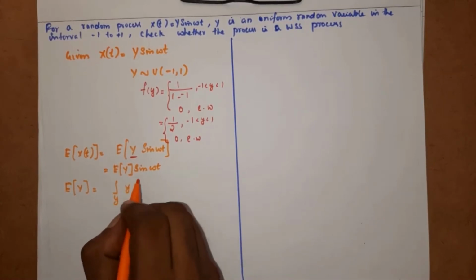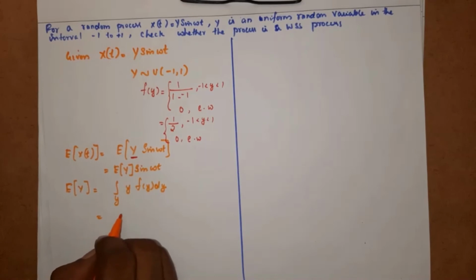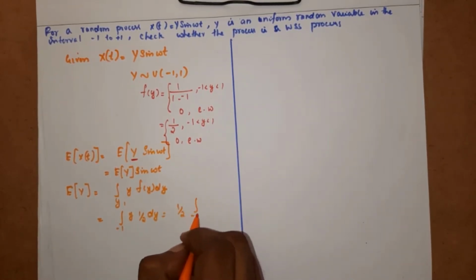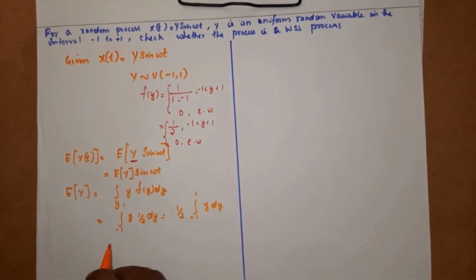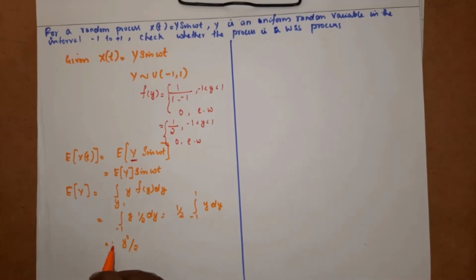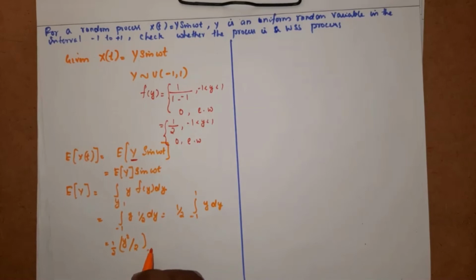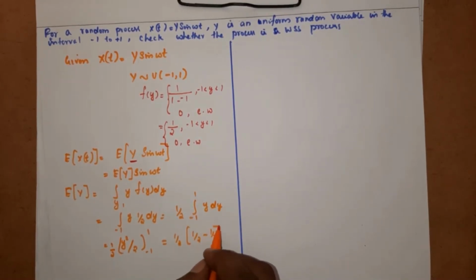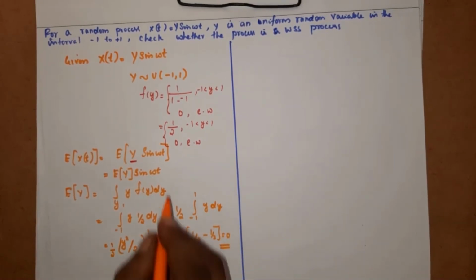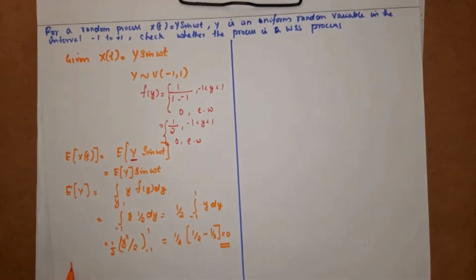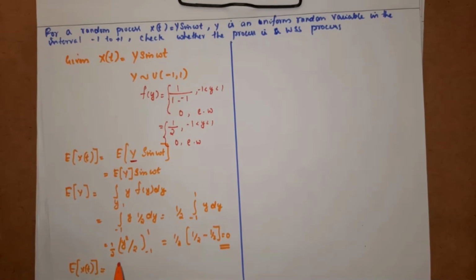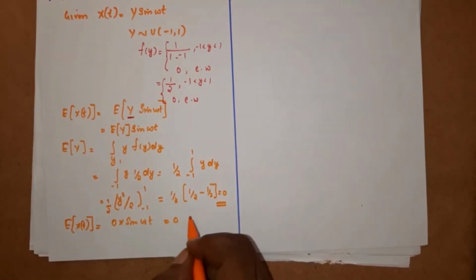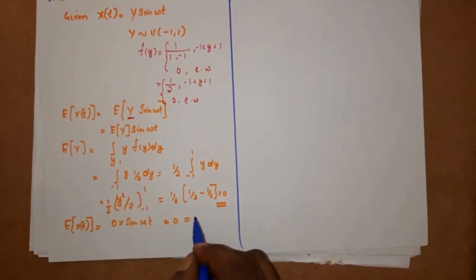integral of y into f of y dy, that's equal to integral from -1 to 1 of y into 1 by 2 dy is equal to 1 by 2 integral minus 1 to 1 y dy is equal to y square by 2 into 1 by 2 from the limit minus 1 to 1 is equal to 1 by 2 into 1 by 2 minus 1 by 2 is equal to 0. Now it can be applied to this function. We will get expectation of x of t is equal to 0 into sin omega t, which is also 0. It's equal to a constant.